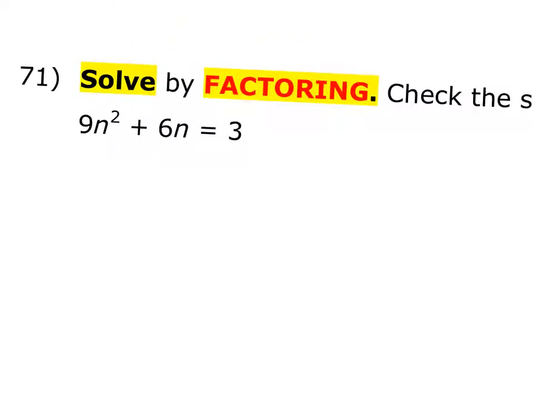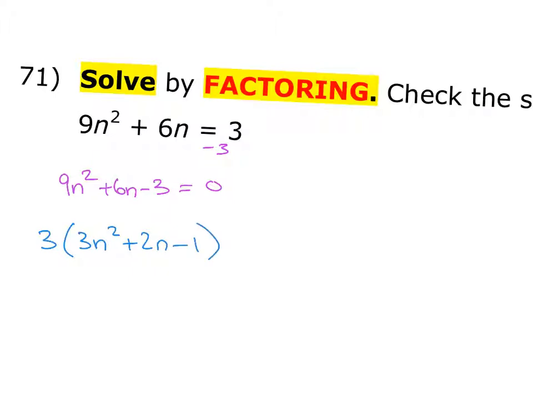All right. Same type of concept. Put it in standard form. Subtract 3. 9n squared plus 6n minus 3 equals 0. To factor, step 1 is the GCF. What can I factor out of all of this? 3. And you're left with 3n squared plus 2n minus 1 equals 0. Now I have to factor this out. It's a quadratic trinomial, so I'm going to do product of AC, sum of B.